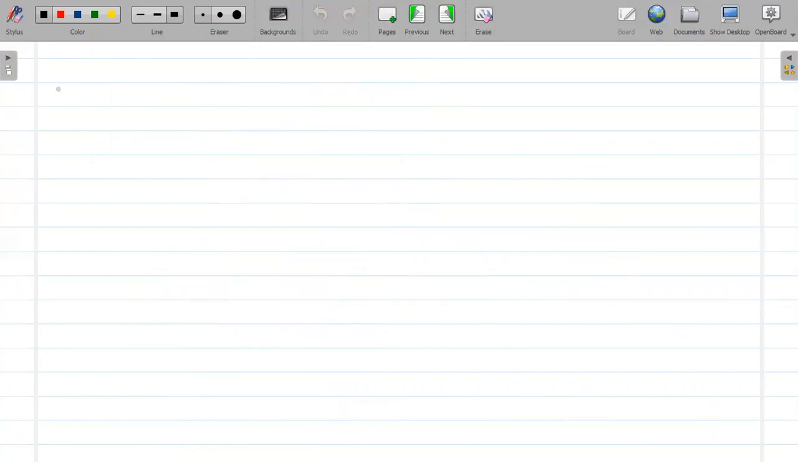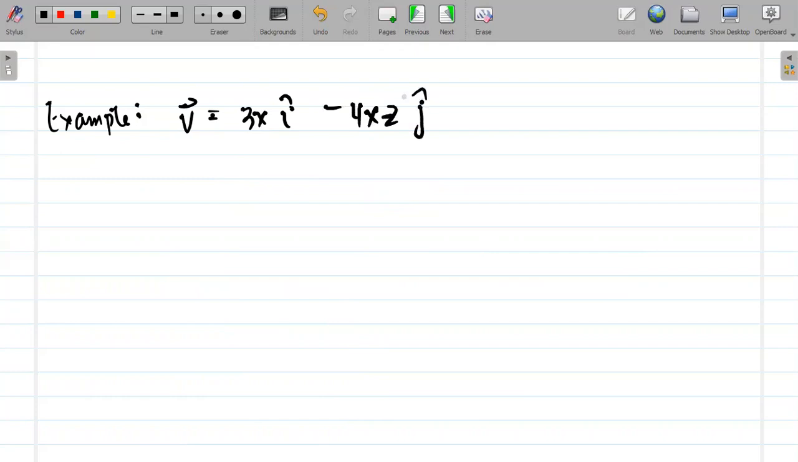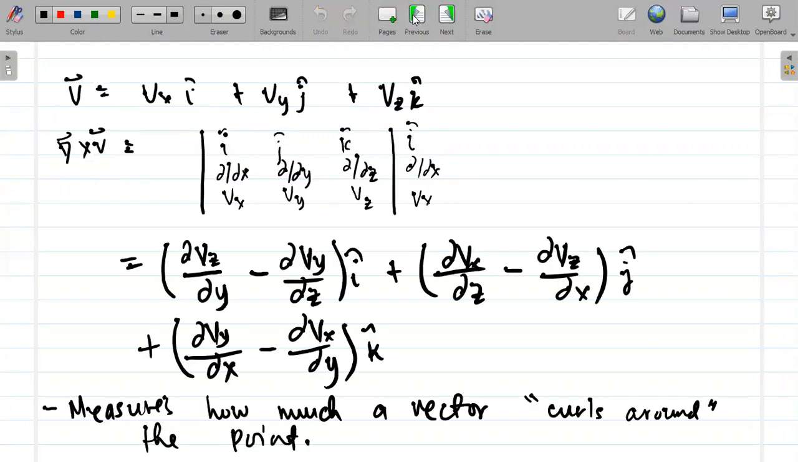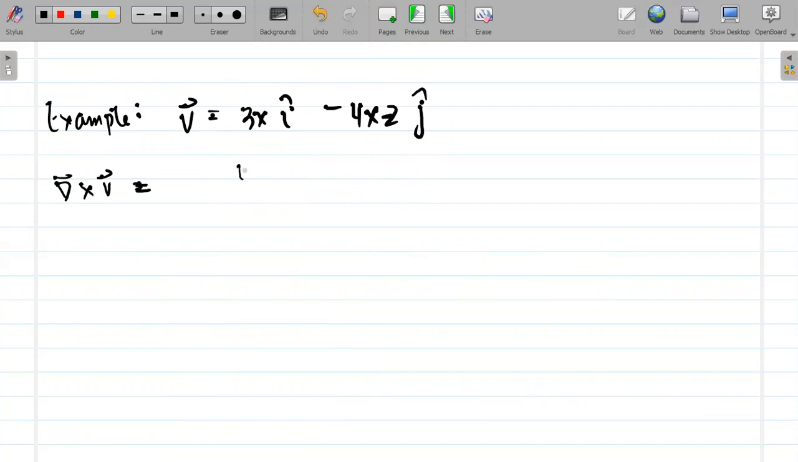Sige, example tayo. Suppose meron kang vector function na 3x i hat minus 4xz k hat. J hat pala. Now class, what is del cross V? Madami ata to. Ay, hindi. Madali lang yan. Sige na nga, gamitin ko yung long method. Pwede natin siyang i-mental pero huwag na lang.